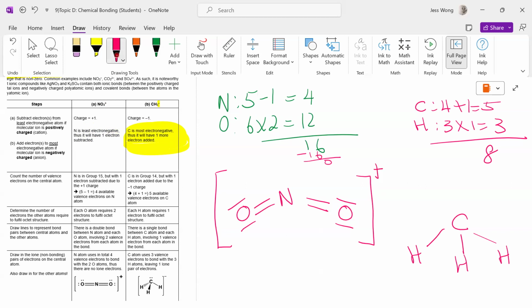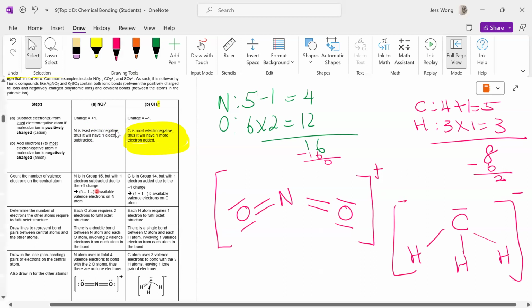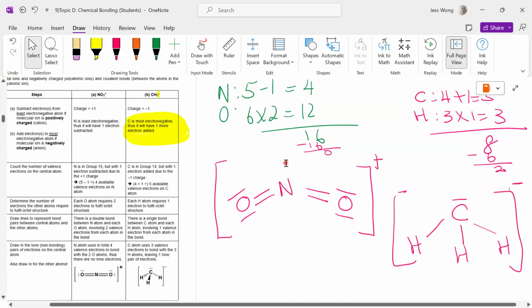I finished my drawing. I've drawn 6, so I minus 6. I'm left with 2. What do I do with them? I put them on the central atom. And I end off with a square bracket and a minus. So check your hydrogen. It has a duplet. Check your carbon. It has a stable octet configuration. And you have used up all your 8 electrons. So this is the structure with a negative charge for the anion.